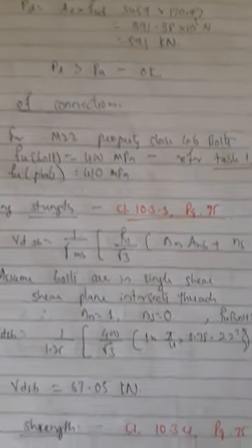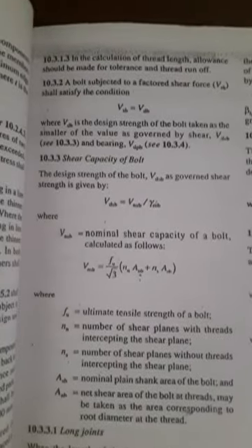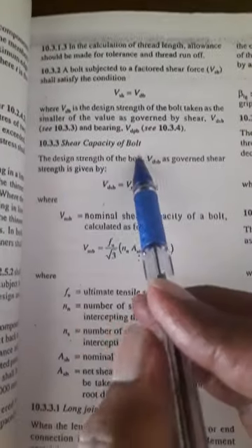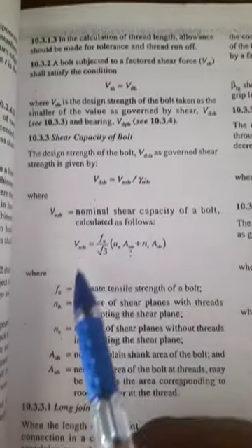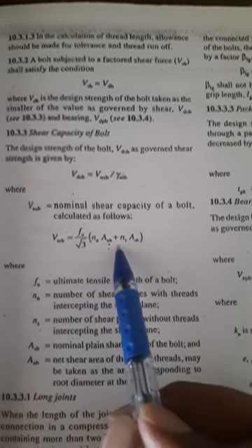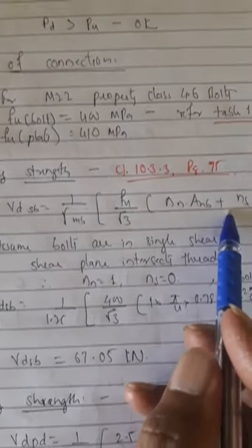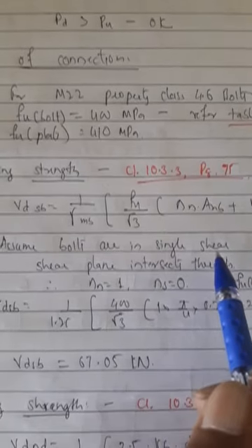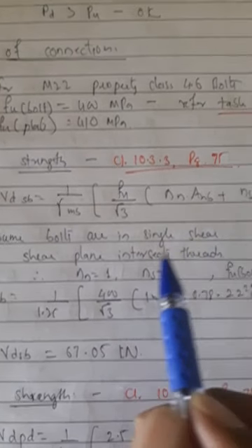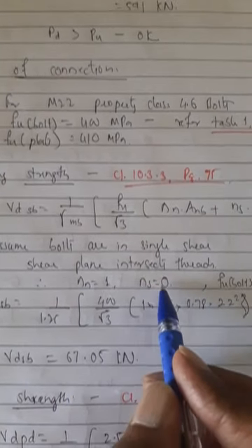For this, go to page 75. Clause 10.3.3, VDSB is 1.25 FU by root 3 into (NN into ANB plus NS into ASB). Here I have written this equation directly. Assume bolts are in single shear because there is only one intersection. The shear plane intersects through the threads. So NN is equal to 1, NS is equal to 0.